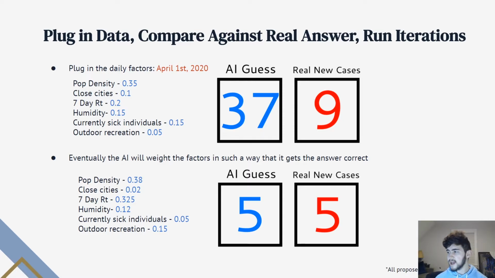So the AI takes the factors and it weights them randomly. It says population density contributes a lot to spread, right? And this other factor contributes very little, right? And it takes a random guess. It says 37 new cases on April 1st. Well, it's wrong. The real new amount of cases was 9, right?